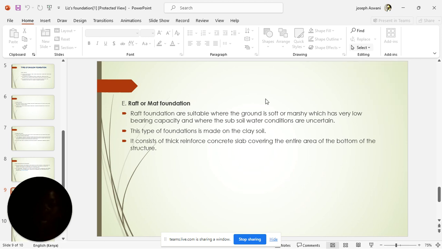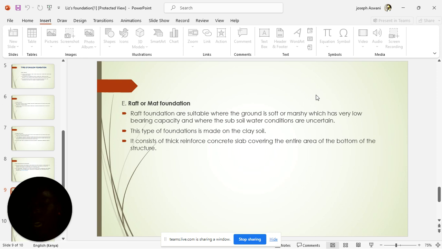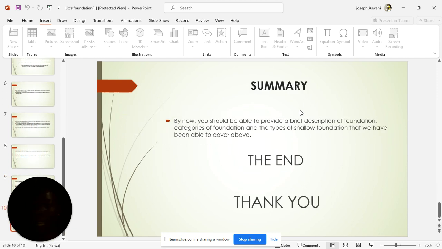Then I think that is what we'll cover today. In the next lesson maybe we will look at the types of deep foundation. Let me just summarize the lesson: as learners or students, we should be able to provide a brief description of foundation, the categories of foundation, and the types of shallow foundation that we have been able to cover today.